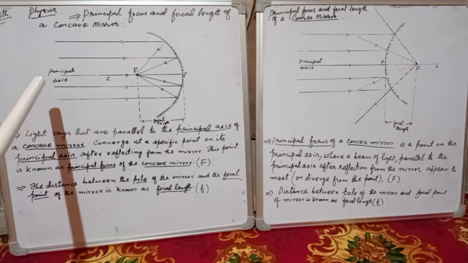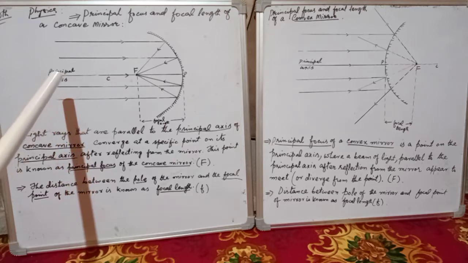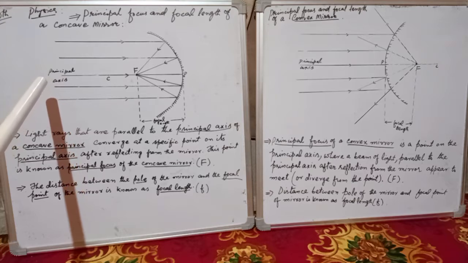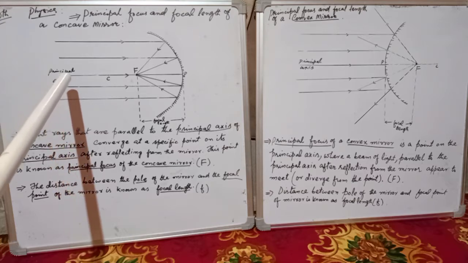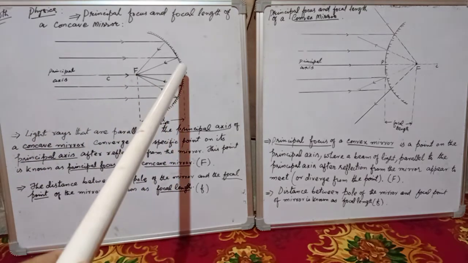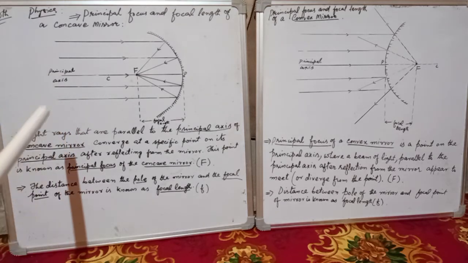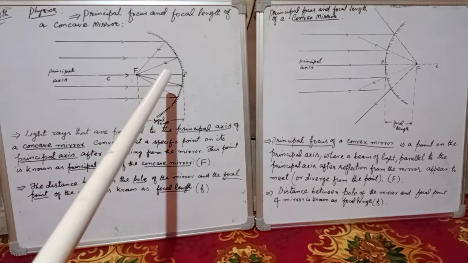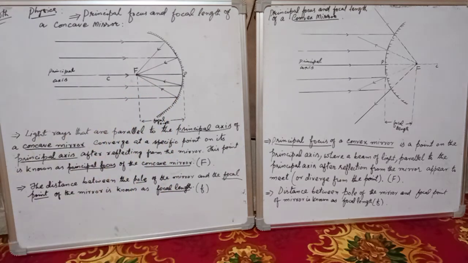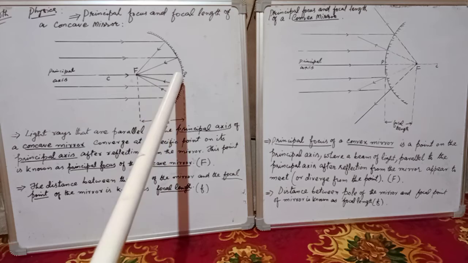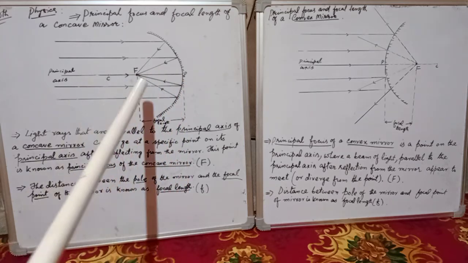You are well aware about the principal axis. In yesterday's lecture, I gave you the concept about this principal axis. What is the principal axis? Dear students, the principal axis is a straight line passing through the pole of the mirror and the center of curvature. That straight line is termed the principal axis. So this is the principal axis, this is the pole of the mirror, and this is the center of curvature.